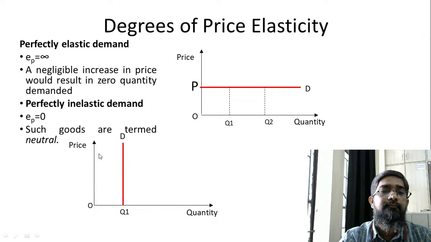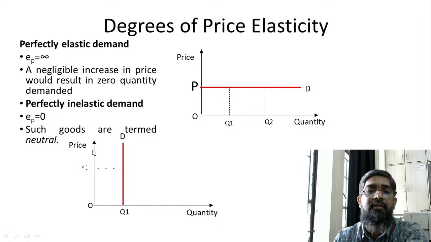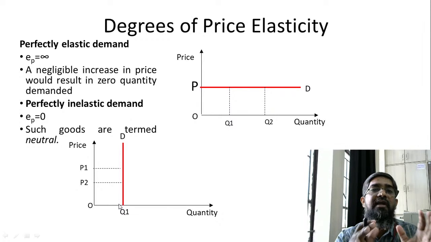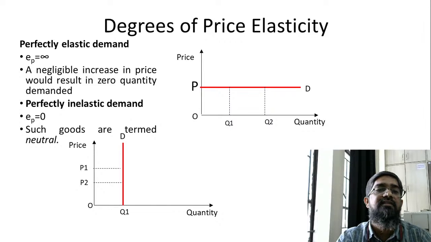You can see here again, it is like this vertical demand curve, vertical and parallel to the y-axis it will be. Okay, so you can see at price P1 quantity demanded is Q1. Quantity demanded is not changing. Even if price is changing, demand is not changing. That means price change has no impact on demand. In that case, elasticity will be equal to 0.